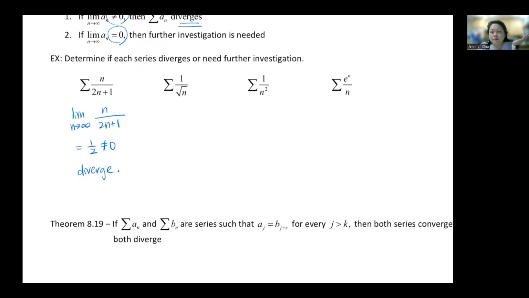Diverge. All right, and your job is done. Okay. All right, how about the next one? Limit as n approaches infinity of 1 over root n. That would give me 1 over infinity, which is equal to 0. Because the limit does equal 0, I need further investigation.